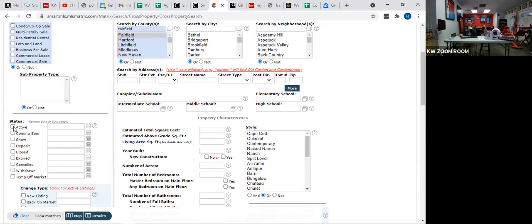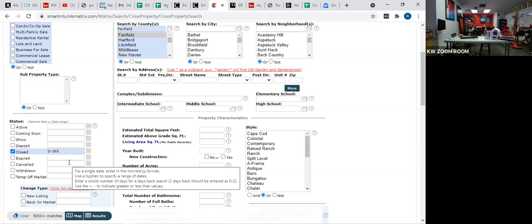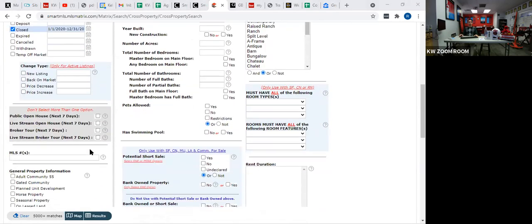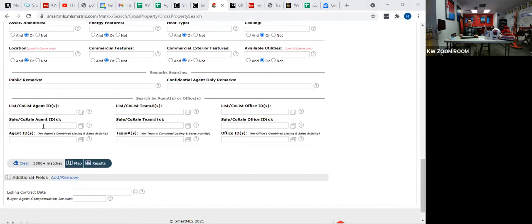I don't want active listings. So in the status over here on the left, I'm going to say closed. Typically it will give you 0 minus 365, so that's a rolling 12 months back. If you wanted all of last year, you would change the 0 minus 365 to 1/1/2020 to 12/31/2020, and that will give you all of last year. So you can make determinations based on what time period you're looking for by changing the date in the closed category.